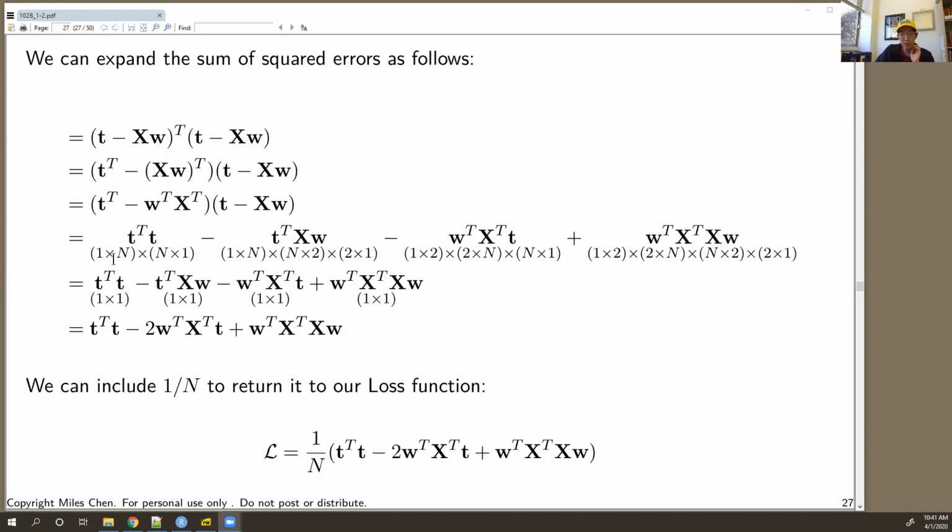So t transpose t is 1 by n by n by 1. T transpose xw is 1 by n by n by 2 by 2 by 1, and so on. Okay, anyway, take your time to work through this slide, okay? In the interest of time, I'm going to just plow through here, okay?